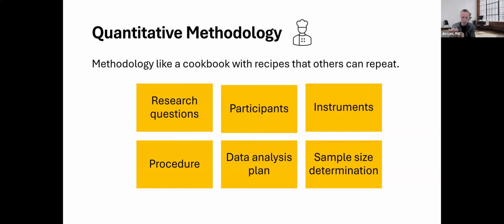Do I know who the participants are? Do I know the instruments that you're using? Do I know how you're going to administer those instruments to those participants? Do I know how I'm going to analyze the data? Right. So if you're doing any kind of methodology, you want enough information for folks to replicate.